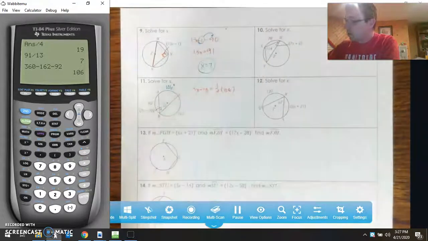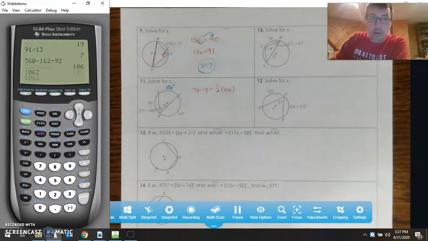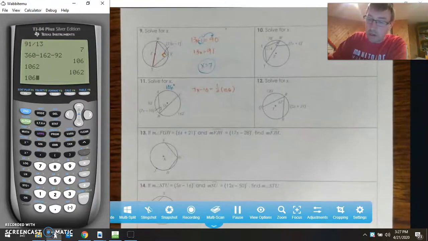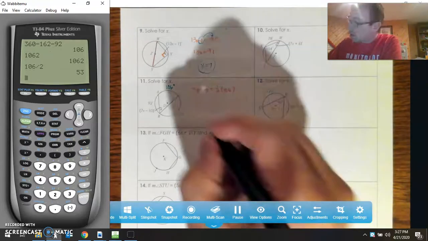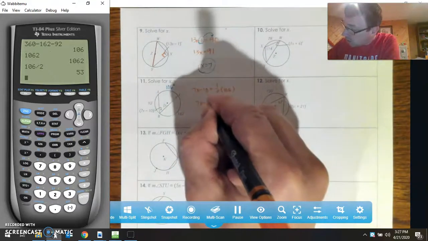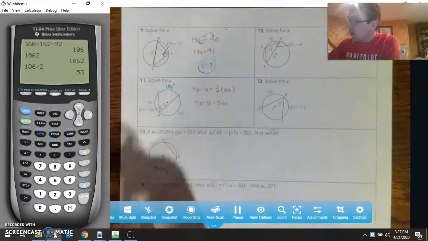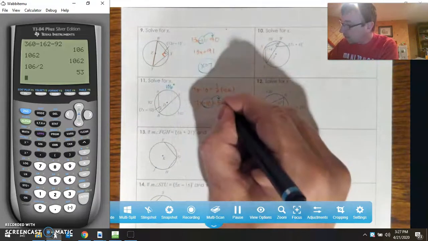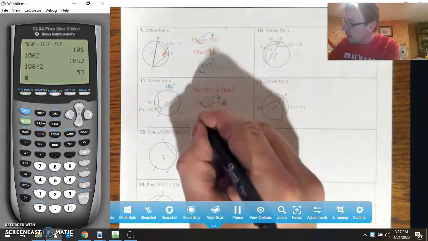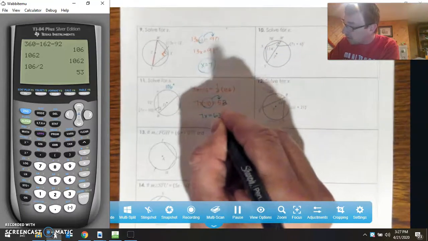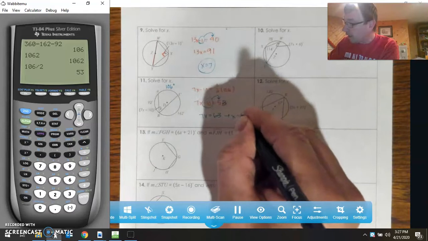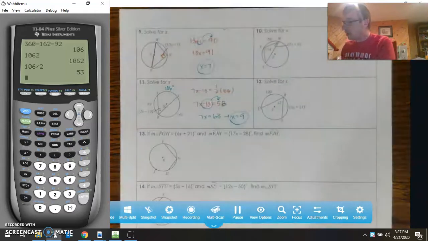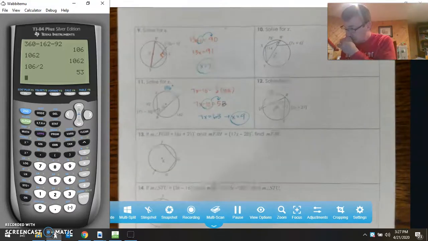Okay, so if I take 106 and divide it by 2, I get 53. I'm going to add 10 to both sides. Oops, this should be 53, not 56. So 7x will equal 63, and I hope we know our math by now. X will be 9. Okay.